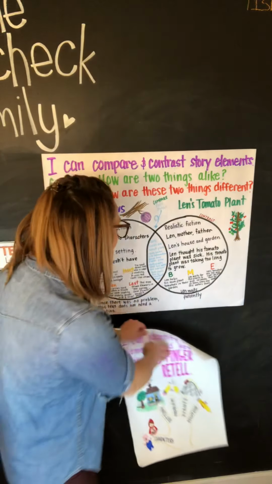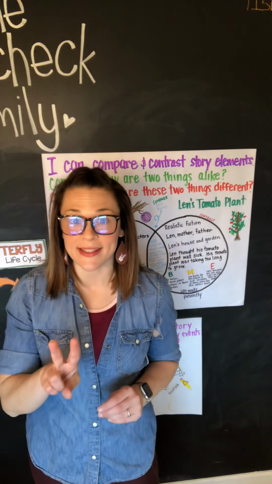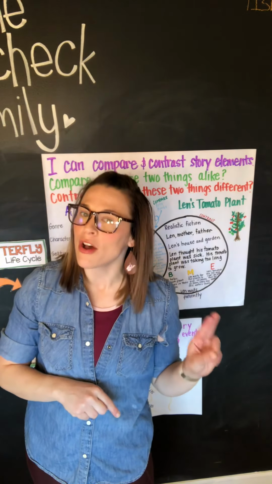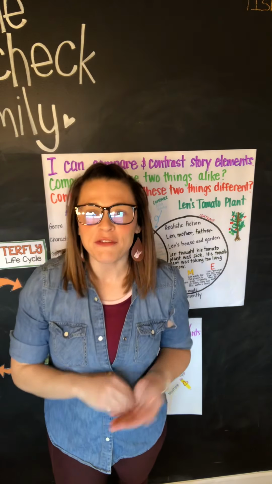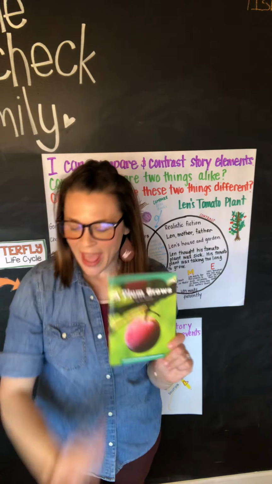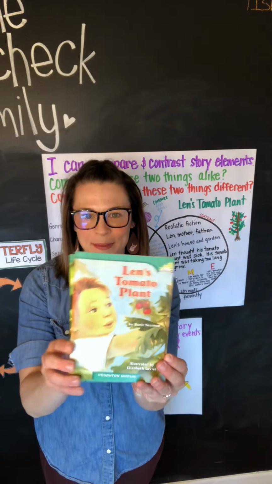So you have in your Google Classroom 2 books. There's going to be a read aloud of each book, and there's also going to be pages that you can follow along with. The first book is called A Plum Grows, and the second book is called Len's Tomato Plant.